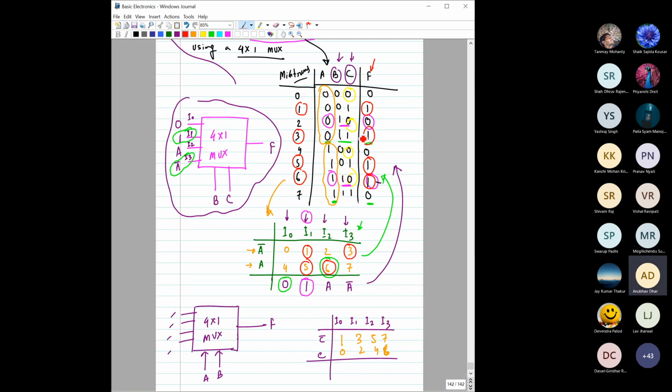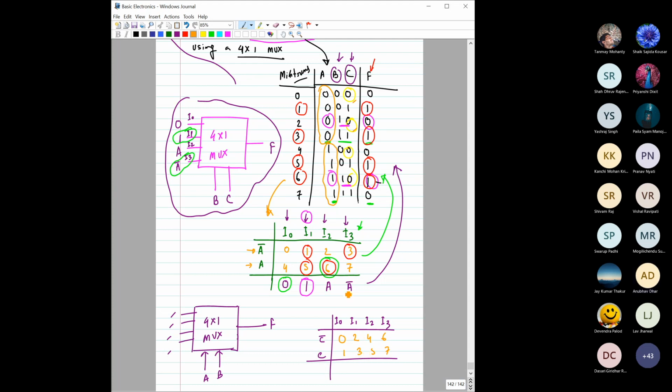So C and C bar should be swapped. In minterm 1, C is true, but in the table it's written C1 has minterm 1. I mean, the first row should be 0. Yeah, I was trying to hurry and this was a mistake. You were right, so it should be 0. This is 0, this is 2, this is 4, this is 6, this is 1, 3, 5, 7. Is it fine now?